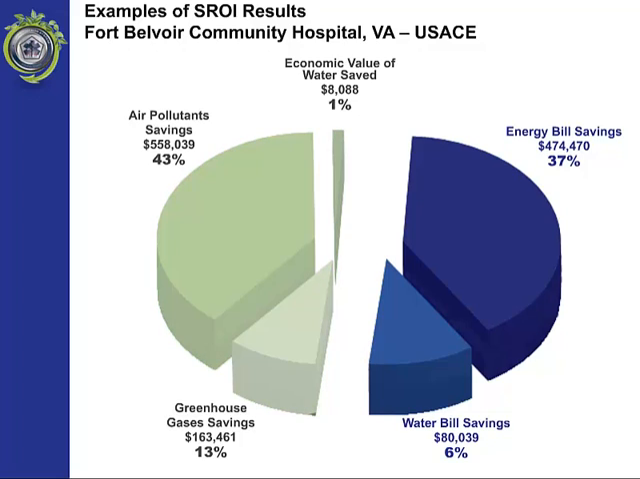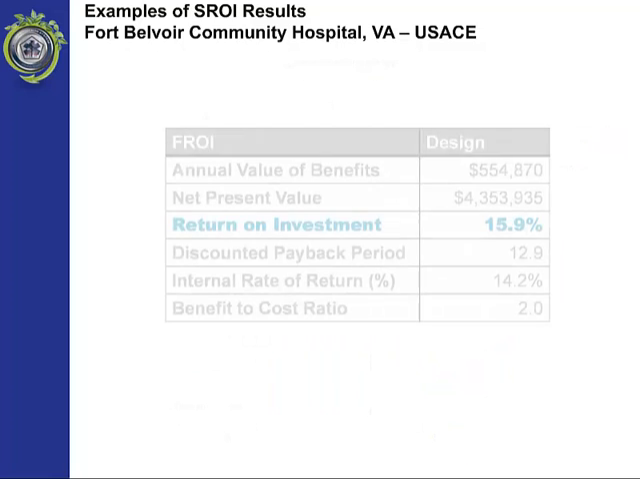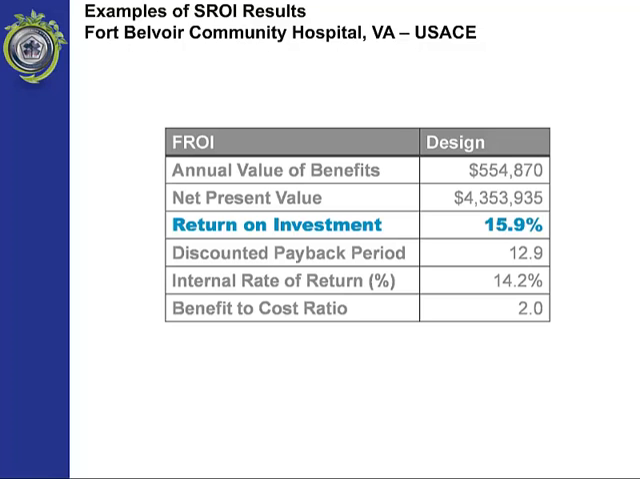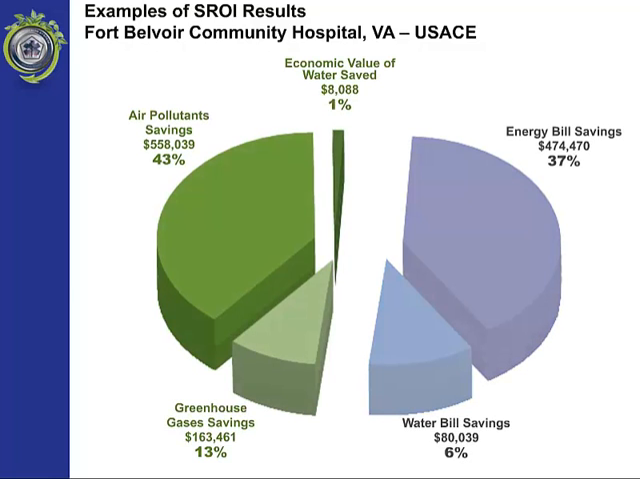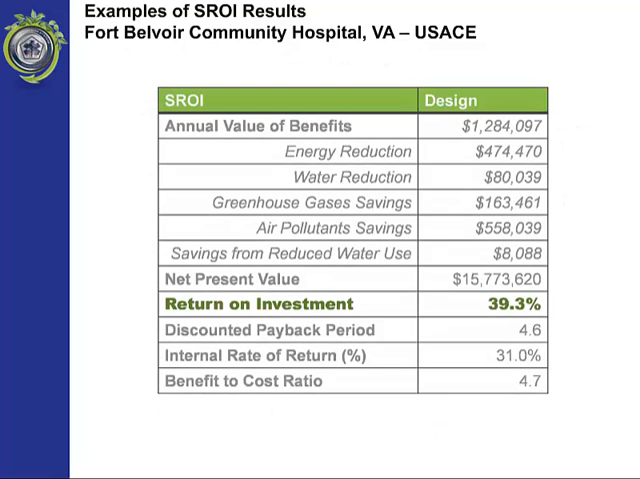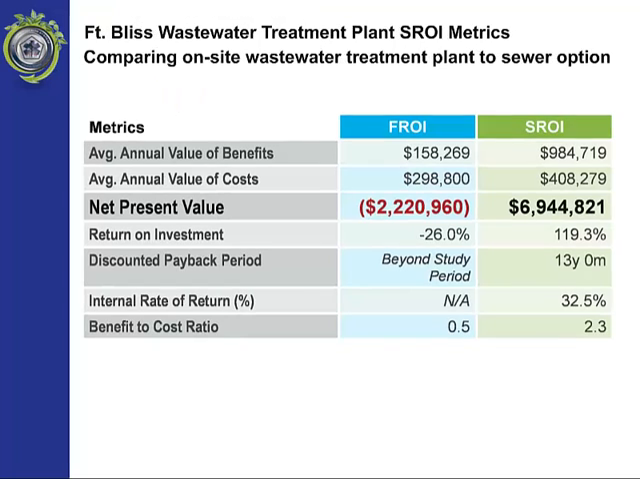If you look at the 2 rightmost slices of the pie chart, you can see the two benefits that were incorporated into the traditional financial business case: energy bill savings and water bill savings. These benefits from the FROI standpoint provide a cash return on investment of 15.9% to the military. When the non-cash value of reducing greenhouse gases, criteria air contaminants, and water used are added to the business case, as shown on the left side of the pie chart, the results improve to 39.3% return on investment from society's perspective.